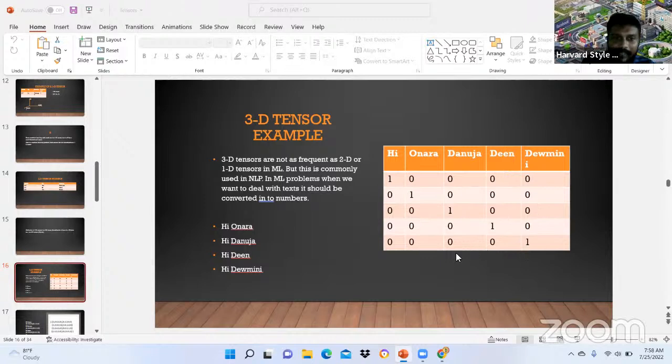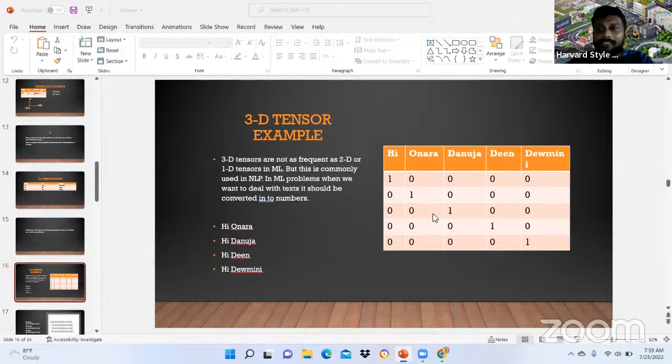Okay, now see. Now, Hi Onara you want to take. Hi means what? Is that only this one or this whole list? Hi means this whole list, isn't it? Hi comes with this one and all the other things should be 0. So you will get a list of 1 and 4 zeros. And with that, Onara is also there. Onara is another list. What is that list? 0, 1, 0, 0, 0.